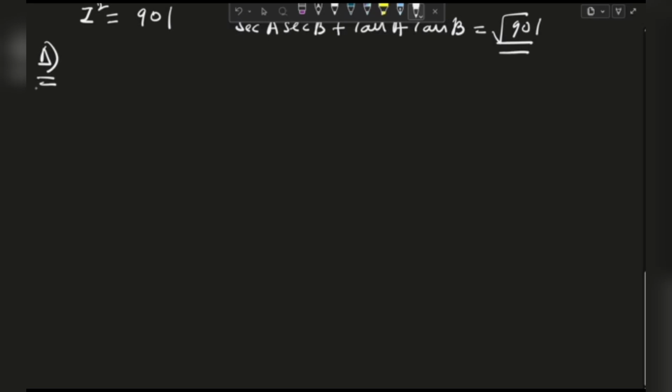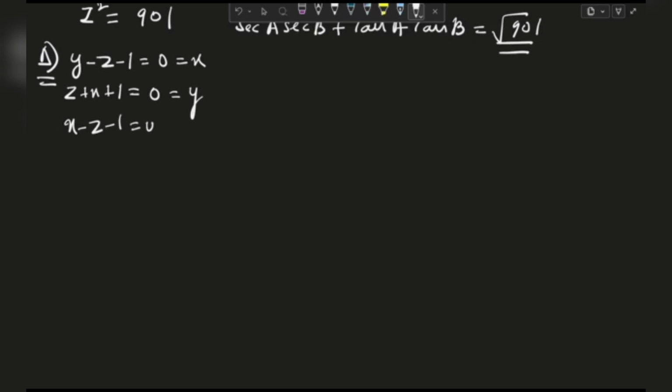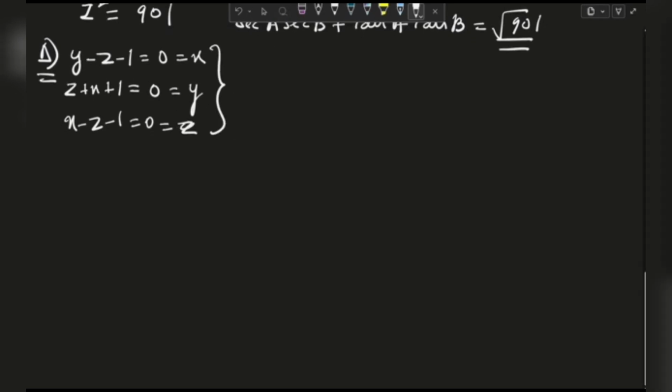In the final option, I will first write down the lines which were given. These are y minus z minus 1 equal to 0 equal to x, and z plus x plus 1 equal to 0 equal to y, and x minus z minus 1 equal to 0 equals to z. These are the 3 lines. Okay guys, this is not z, this is y. I'm sorry.